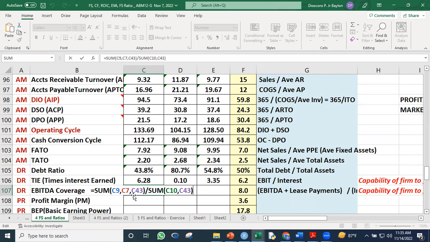C9 is your EBIT. C7 is your depreciation. So when we add depreciation back to EBIT, you have your EBITDA. And then add back your lease payments. And then what's to be paid? What are the fixed payments? Interest and lease payments. Okay, waiting for your chat, guys, if you were able to get it.